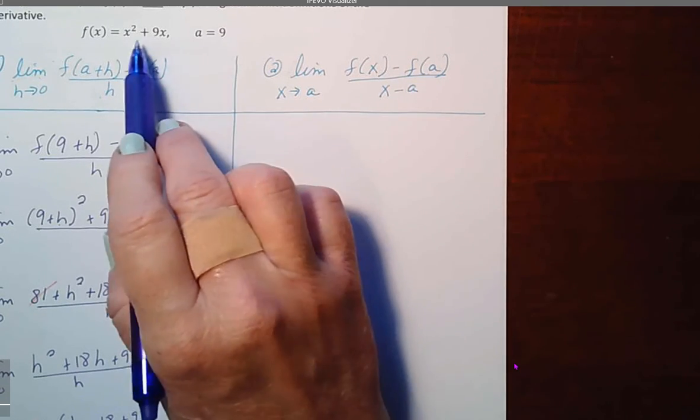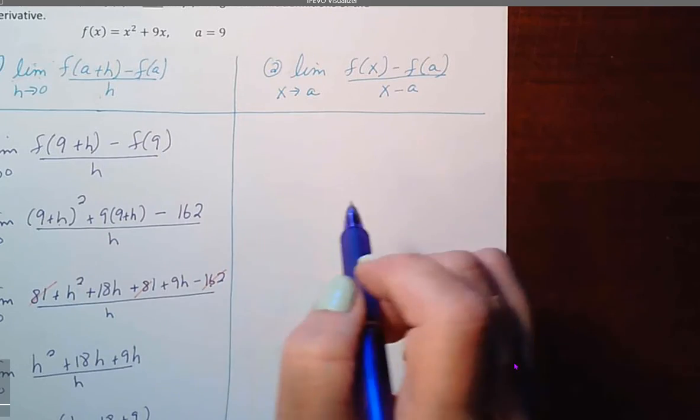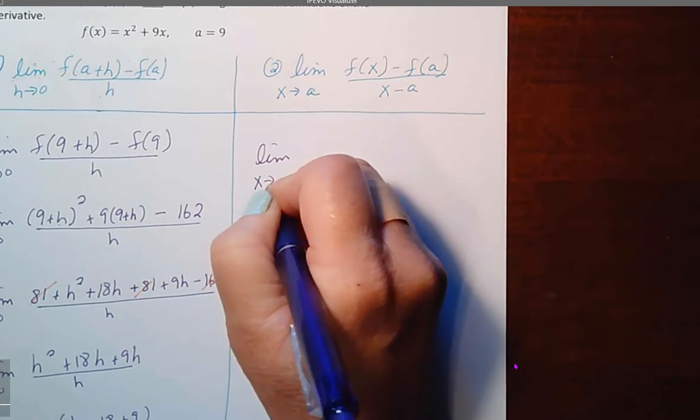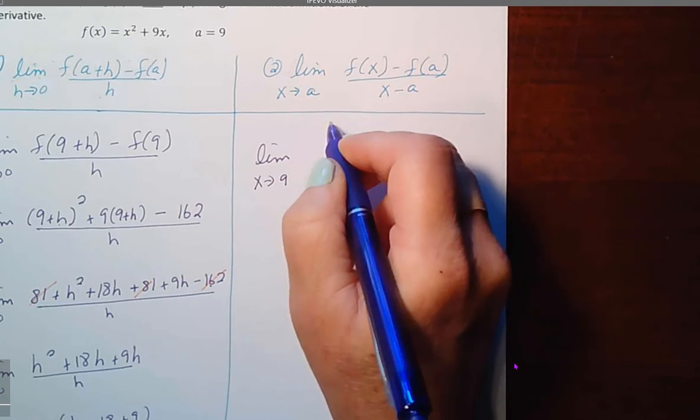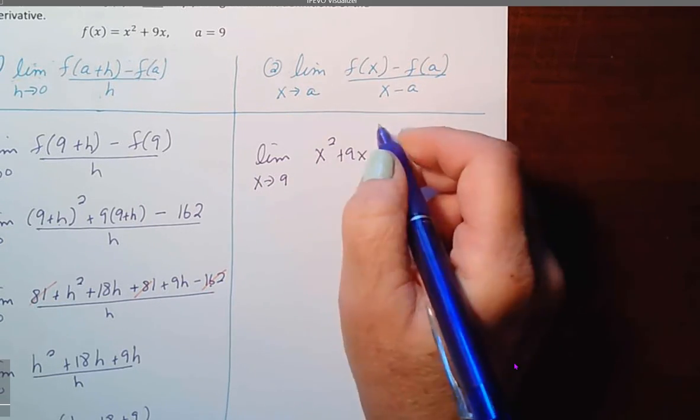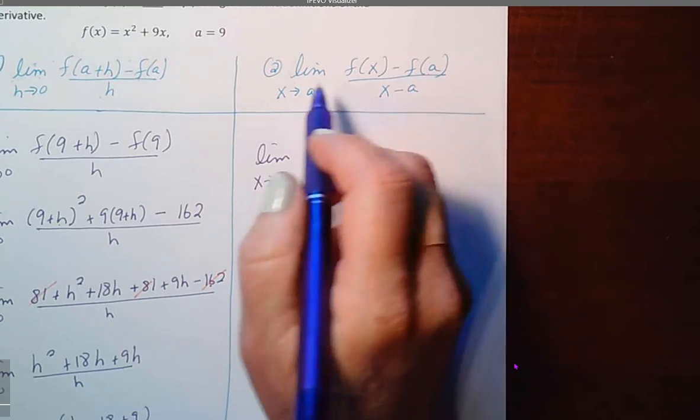So I'm going to put in 9 here. That would be my f of a, correct? All right, so this is going to be the limit as x approaches a, and a is 9, of f of x, which is my original function, x squared plus 9x, minus f of a, and we already saw what that was.